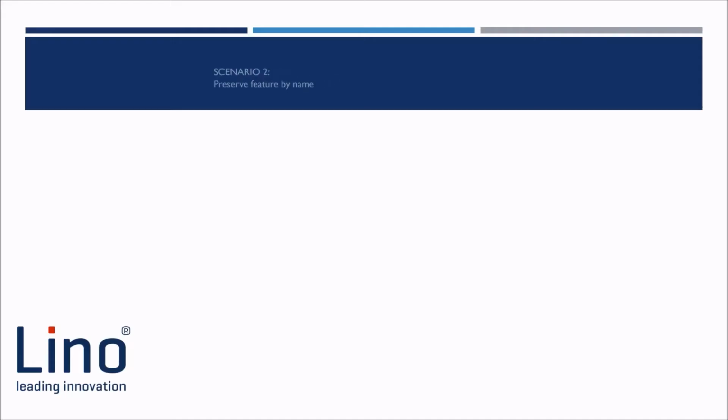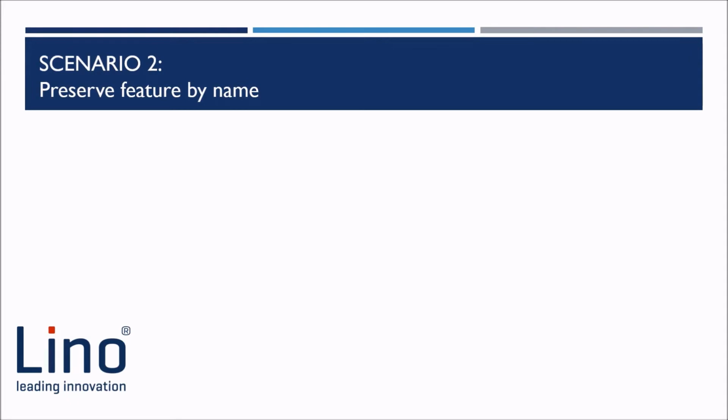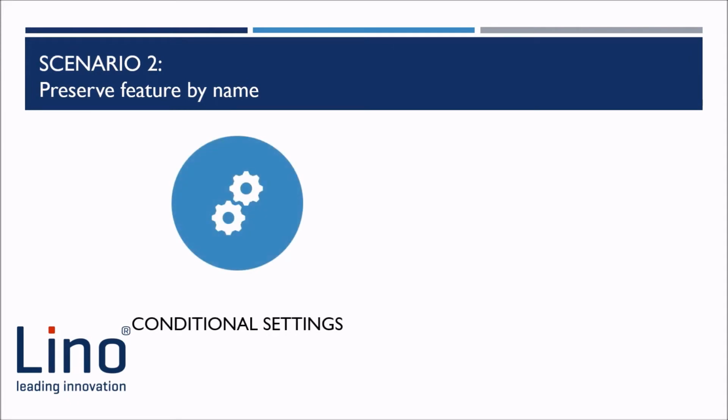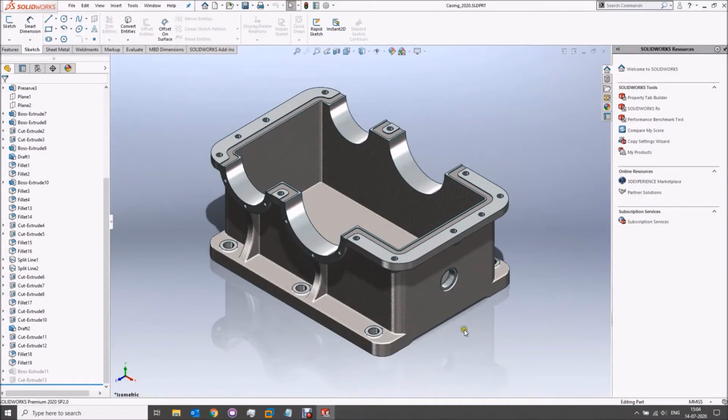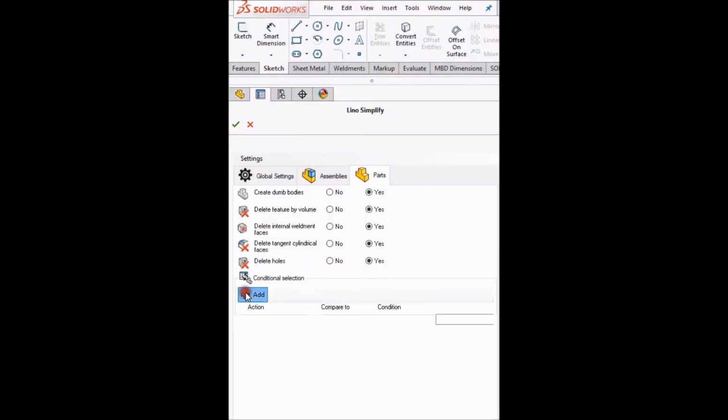In our second scenario, we force specific features to be preserved. We would like to preserve a hole, this one. To rename this feature, a conditional statement must be created. When creating a conditional statement, you can specify if you would like to delete, preserve, or resolve a feature by its name. In this scenario, we choose to preserve a feature when the name of the feature starts with preserve.